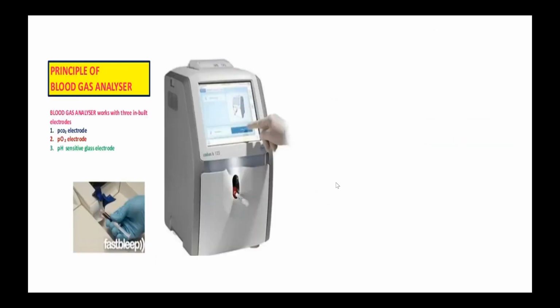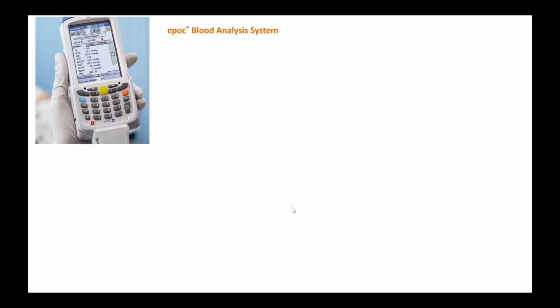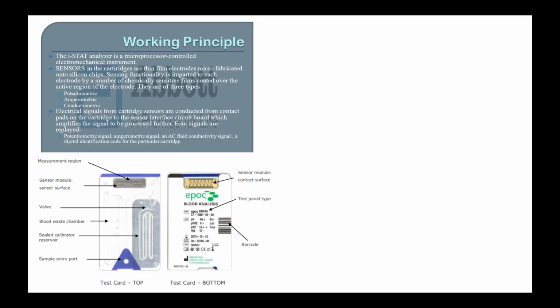This is the sample, how it will be fed, and immediately the results all come. And this is the basic internal circuits of the ABG machine. This is the handheld sample which you can easily see. The working principle. What are the normal range of values for ABG?